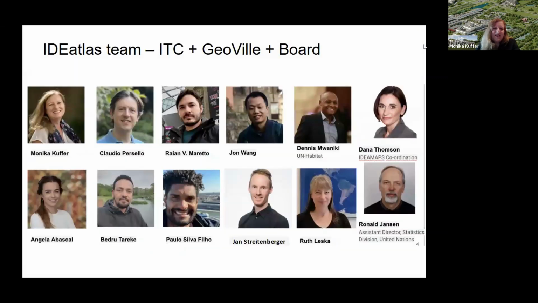So this is done by a large team. Just to acknowledge, I will not go into details of people working on the methods, but also our advisory board with known faces, also from this morning, Dana in the room, a colleague from UN Statistics, etc.